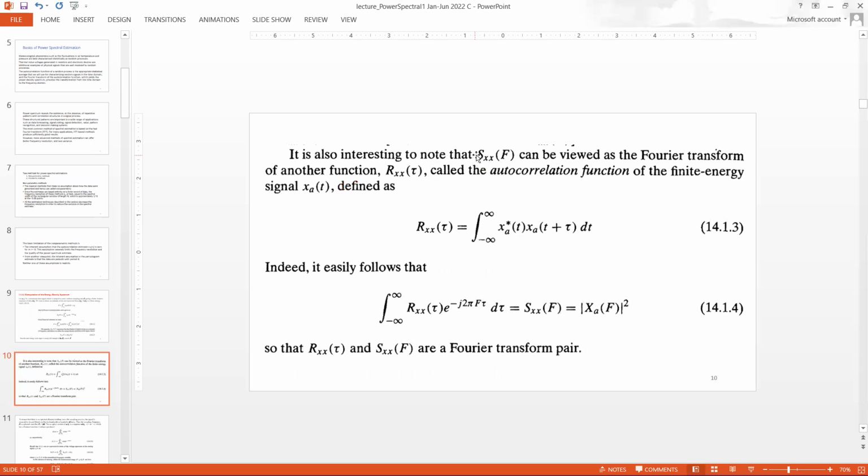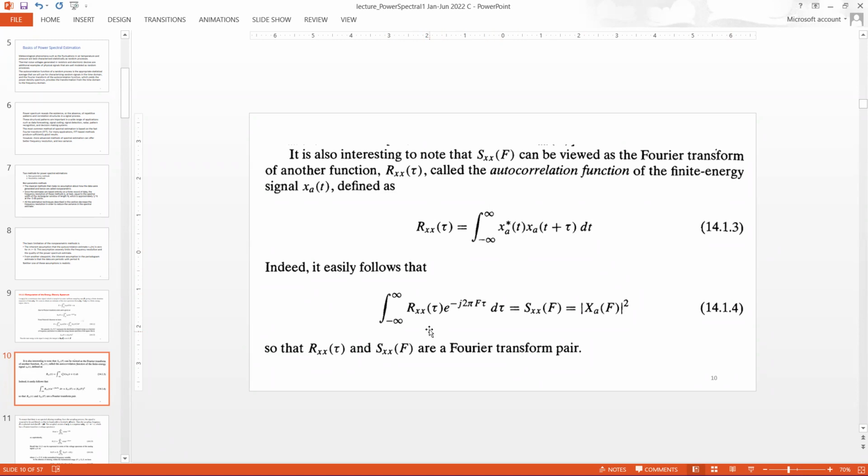Now see, we discussed Sxx(f), the autocorrelation of the signal. Then we can also have another function, Rxx(tau), which is called the autocorrelation function of the finite energy signal xa(t), which we can define as in equation number 3. This way you can also explain Rxx(tau), and from this relation we can come to this one.